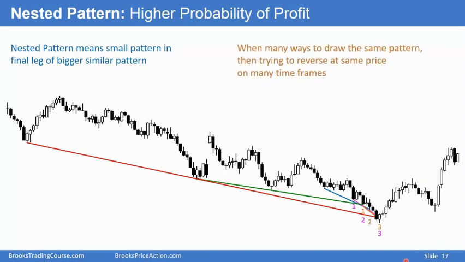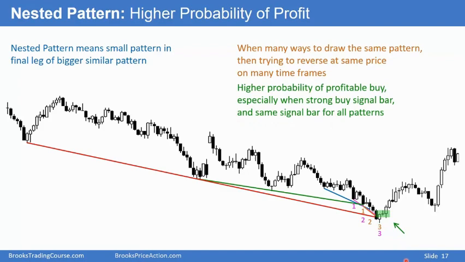When you have many ways to draw the same pattern, then the market's trying to reverse at the same price on many different time frames. Most computers will see at least one version of the wedge, and that means most computers will be looking for a wedge reversal, and if all of the computers are looking to buy, there's a higher probability that the reversal will come. The probability is especially good when there's a strong buy signal bar and when it's the same buy signal bar for every way you can draw the wedge bottom.